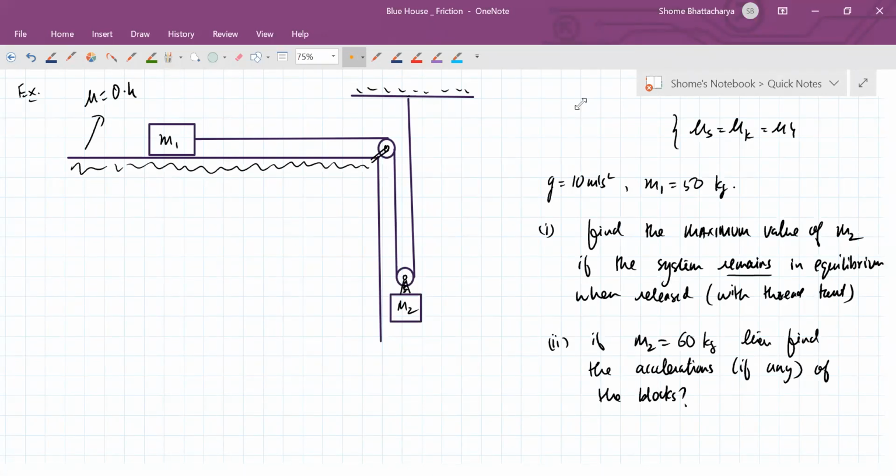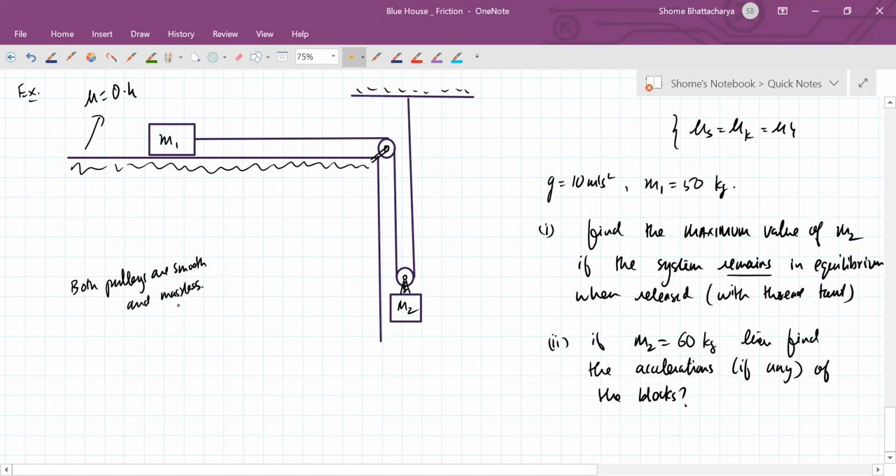The pulleys are standard pulleys, and the thread is also a standard type of thread. So all those things are there. Just try out this question.